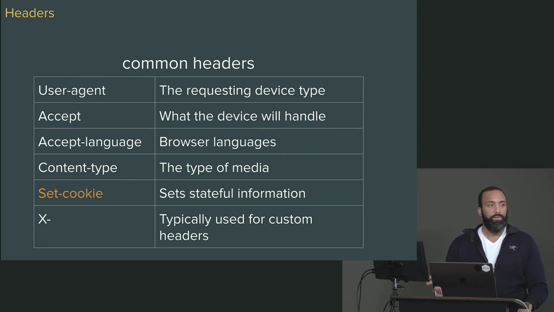The content type. Set cookie is the header we talked about, but it sets cookies, which are really useful. And then if we want a custom header that we don't want to interfere or step on the toes of any other known headers, we use the X. X-whatever is just a custom header. You can set whatever you want there.